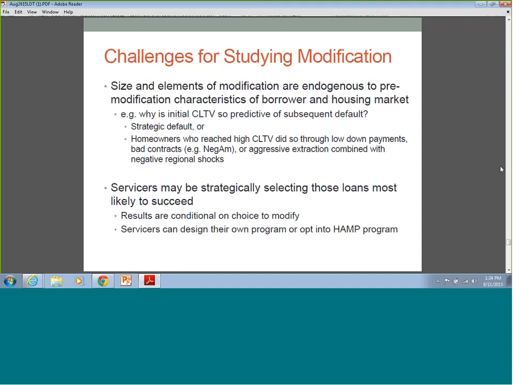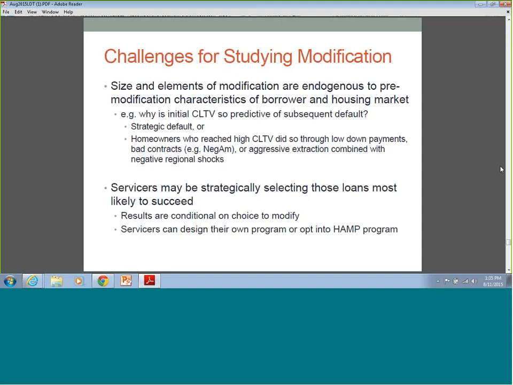They may also have extracted equity. They may, to address other short-term liquidity problems, have put very little money down up front, suggestive of not having a lot of a buffer to weather other financial shocks. And so there are other things beyond just the characteristics of the modification that affect the subsequent outcomes, but rather the characteristics of the borrower that affect what type of modification they get.